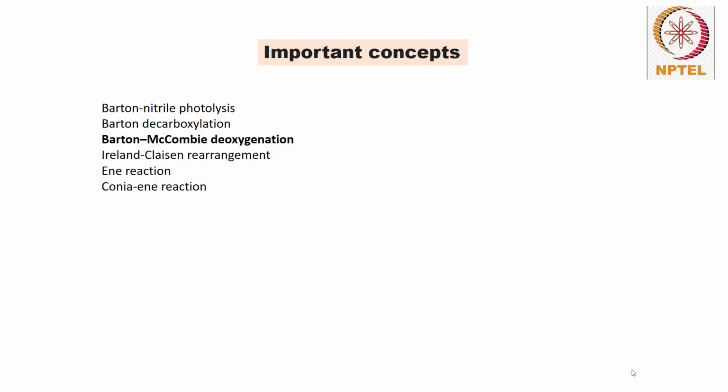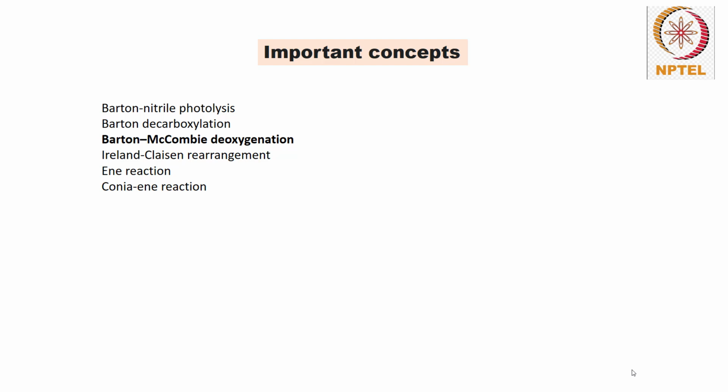Today we will discuss some important concepts or name reactions like Barton nitrite photolysis. All these name reactions have been mentioned in your assignments as options or as a way to perform a reaction. So these name reactions have been used repeatedly. You should have a clear idea which name reaction leads to which type of product and what the mechanism behind it is, so that whenever a reaction is given to you, you can get an idea.